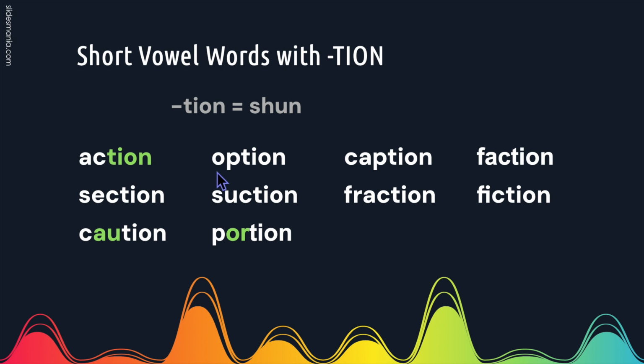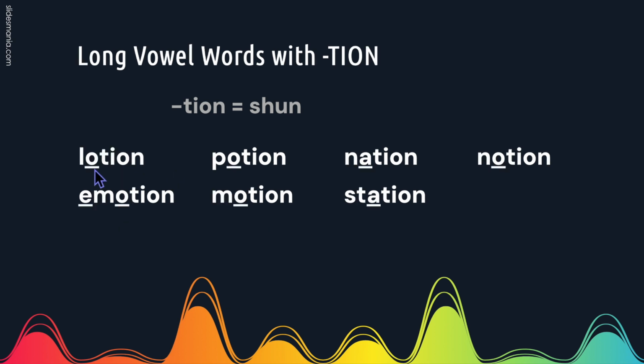Action, option, caption, faction, section, suction, fraction, fiction. AU says ah, caution. OR says or, portion. In all of these words, the underlined vowels are going to use their long sound.